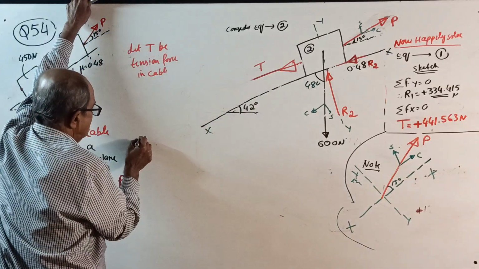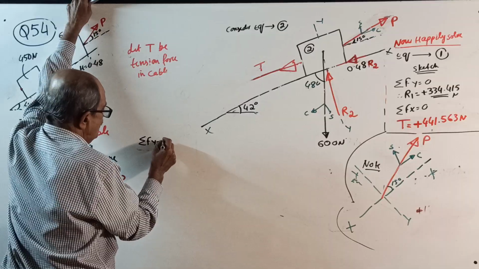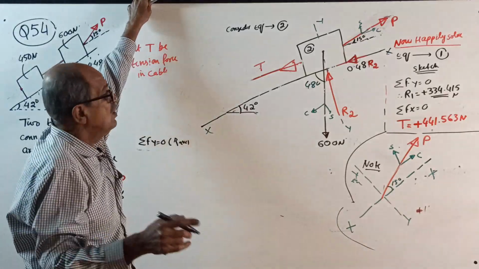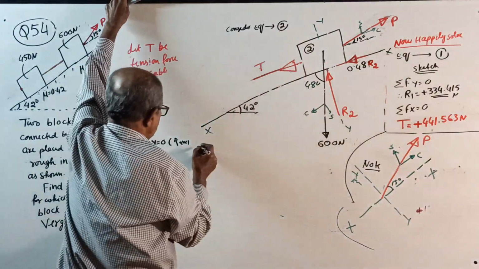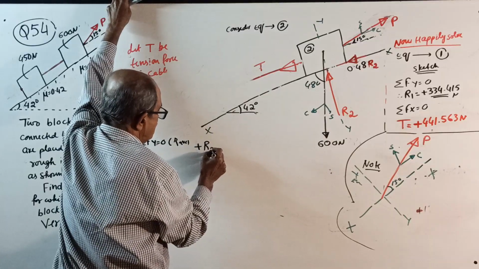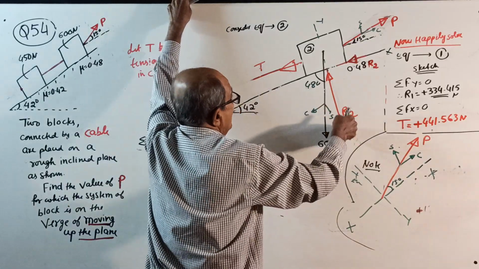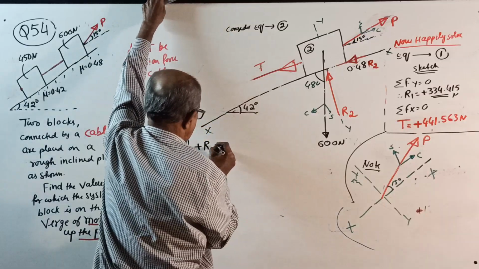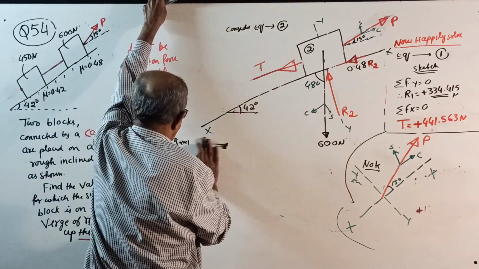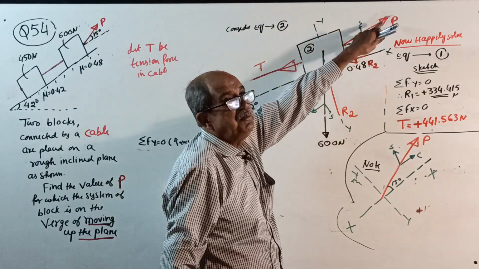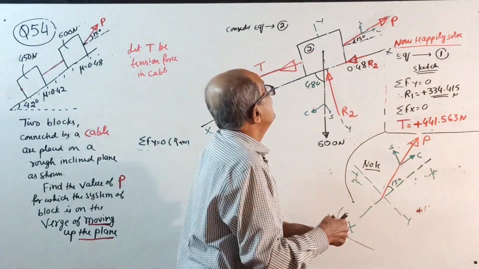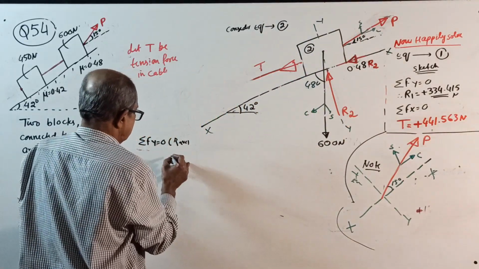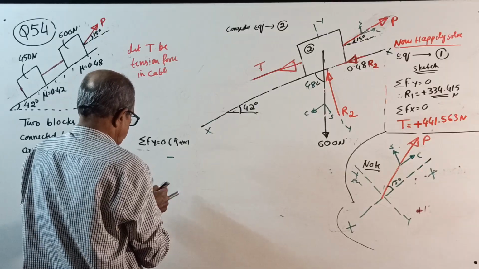Start. Sigma Fy = 0, upward positive. I am solving because now the direct answer will not come. See here. Plus R2. When you take sigma Fy = 0, now P also will come. So start from P here. Plus P sine 15. You write plus that P, the unknown P.